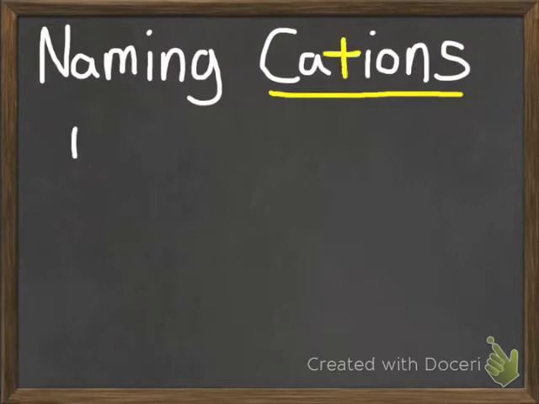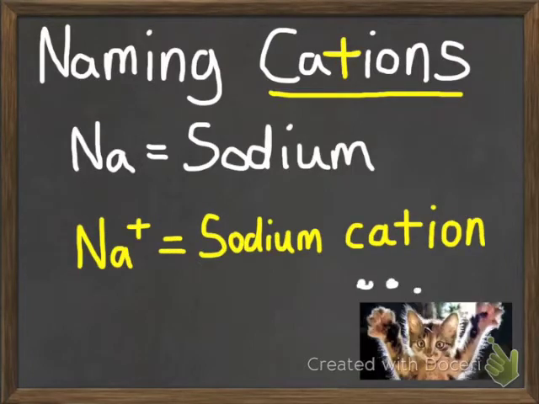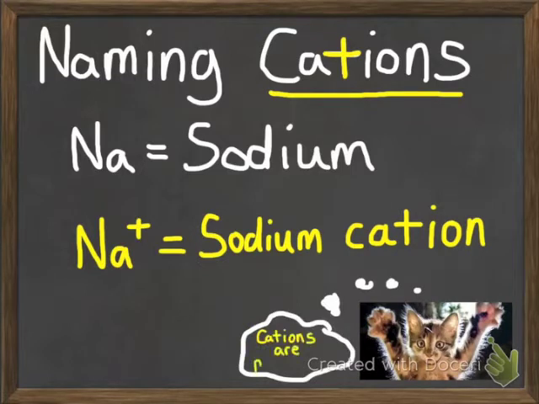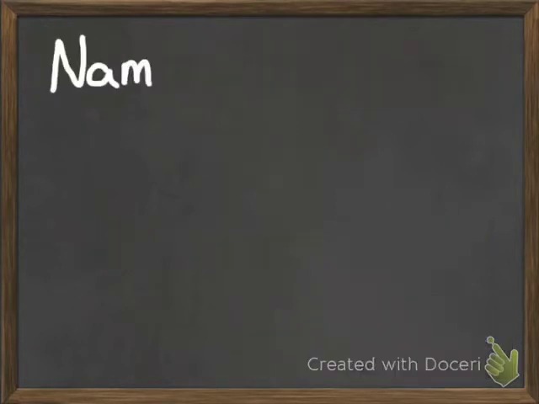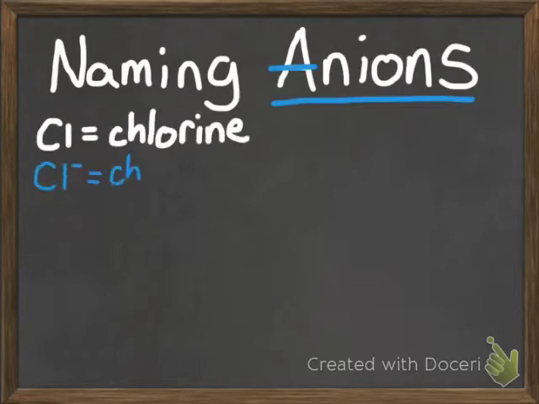In naming cations, all we have to do is really just add cation to the end of the word. So sodium we would call just sodium, but when it loses an electron it becomes positively charged, and that just makes it a sodium cation. So we would just call that ion a sodium cation. Now, when we're talking about naming anions, that's when things change a little bit.